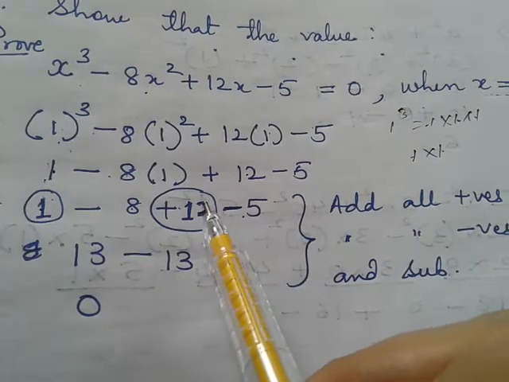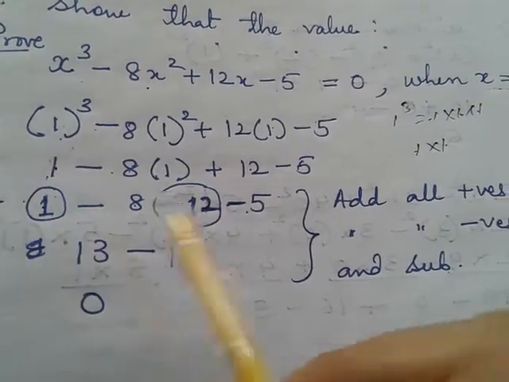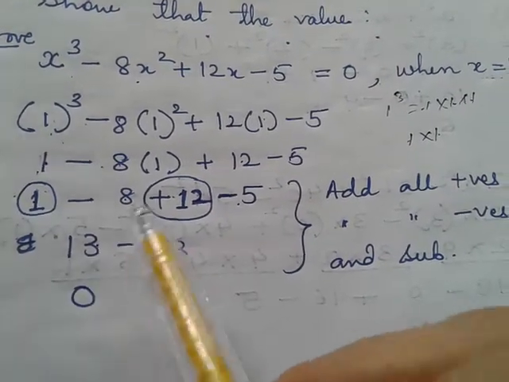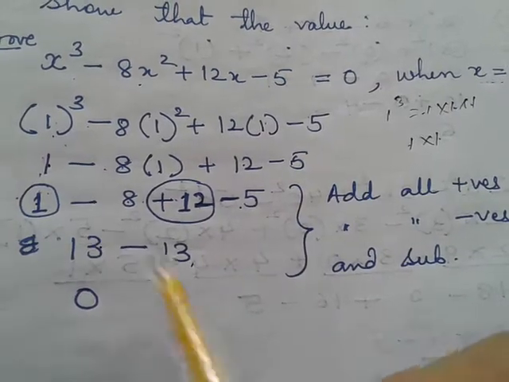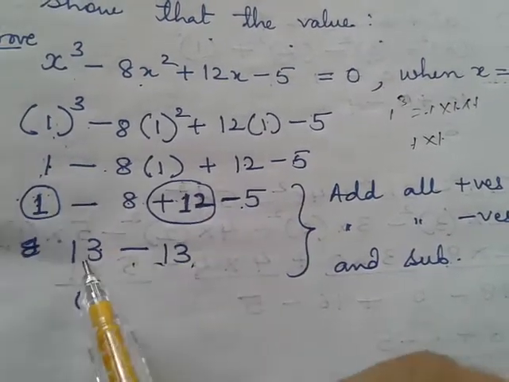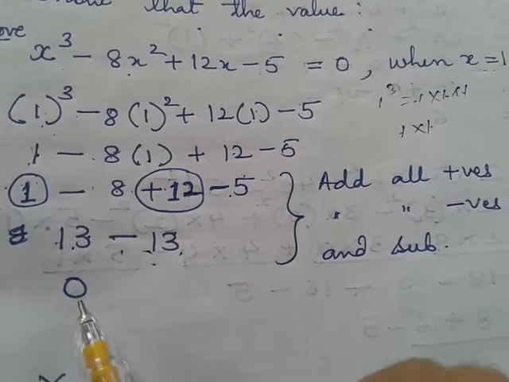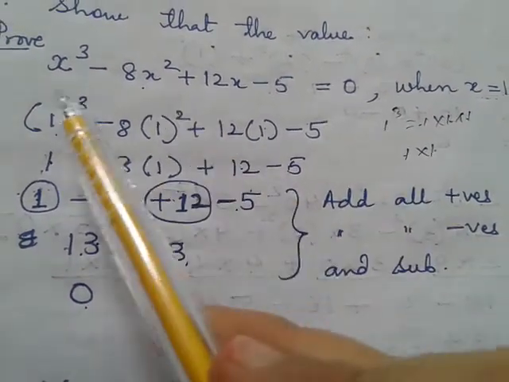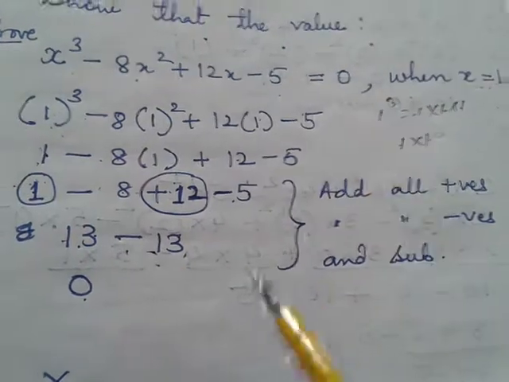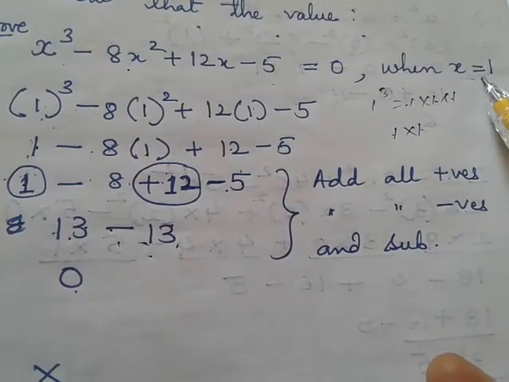Add all the positives: 12 plus 1, 13. Add all the negatives: 8 and 5 is 13. Subtract them. Add all the positives, add all the negatives and subtract them. So 13 minus 13 is 0. So what we have done is we have proved that this equals 0 when x equals 1.